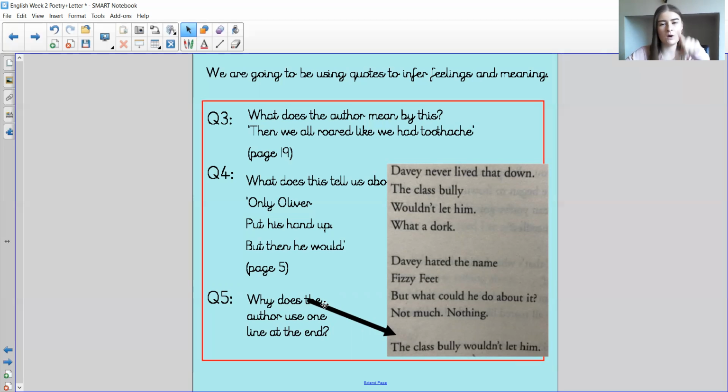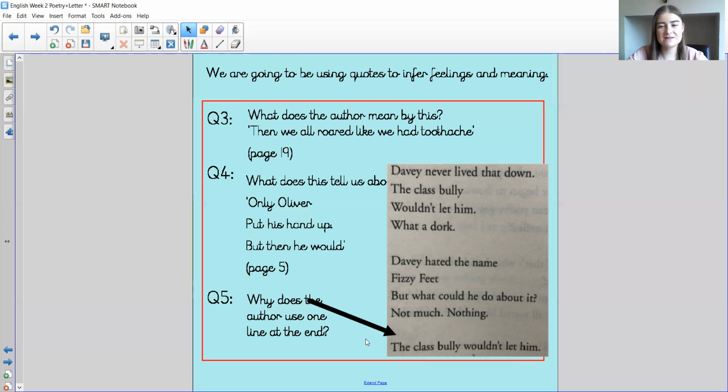So, why do we think the author has used one line? So we've had 4 lines here, and then 1 line. And that's different to the rest of the poem. I wonder why. Make a note of why you think the author's used 1 line at the end.